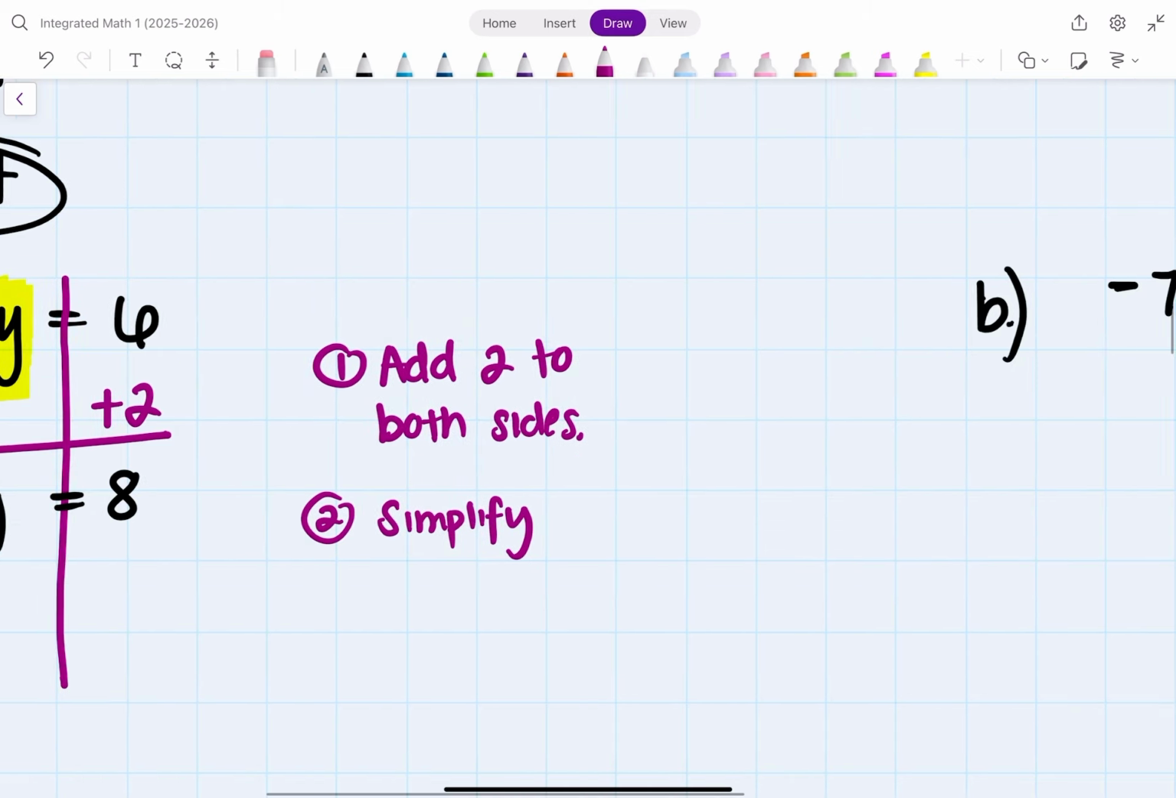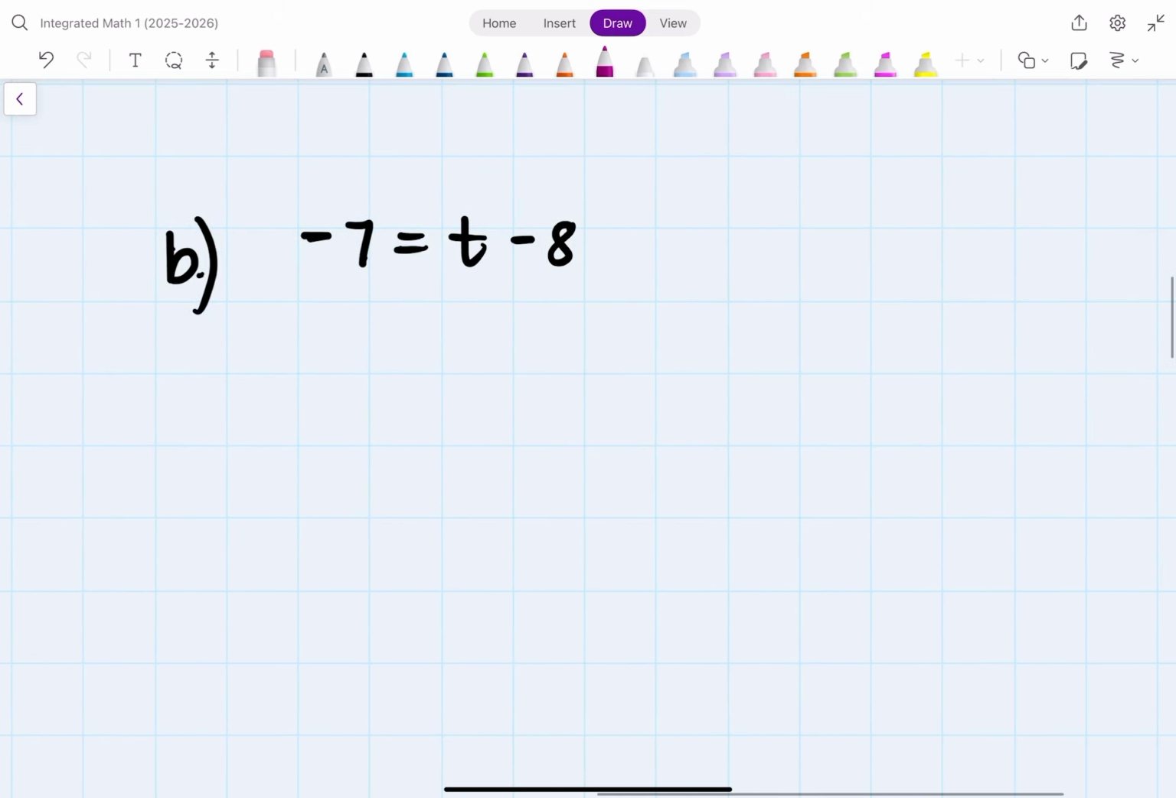Next one here. And this one here is b. I have the equation of -7 is equal to t minus 8. Once again, the goal is to isolate t. First thing, let's split our equation into 2 sides. We have a left and we have a right side.